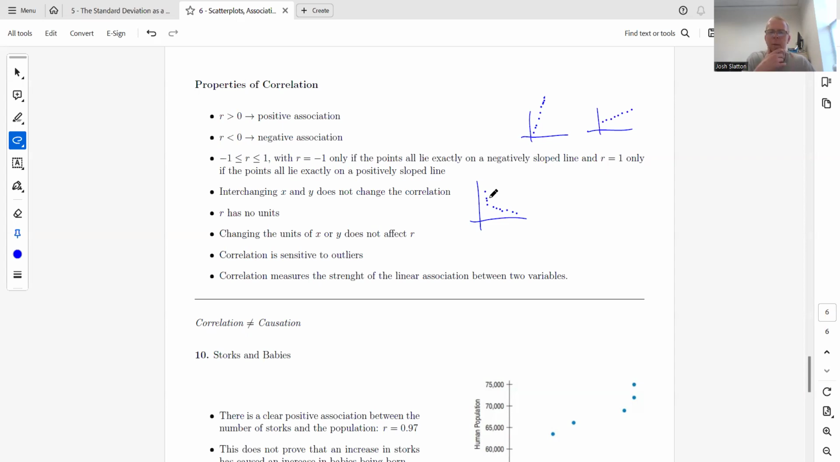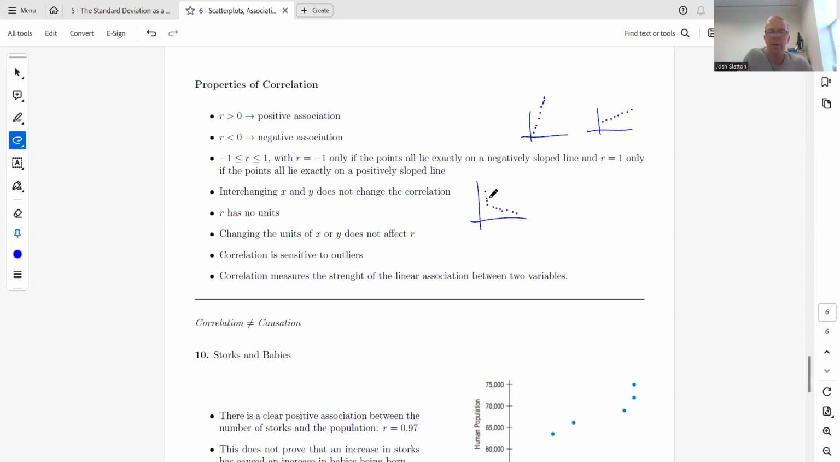And there's no real boundary. Like if it's above 0.7, we consider that strong. If it's between 0.4 and 0.7 or whatever, we consider it moderate. There's no agreed upon boundary for that. So it's kind of up to interpretation. But generally speaking, the closer you are to 1, the stronger it is. The closer you are to -1, the stronger it is. The closer you are to 0, the weaker it is.